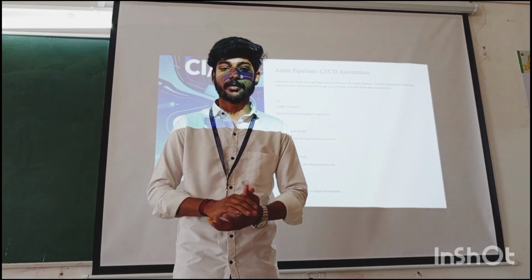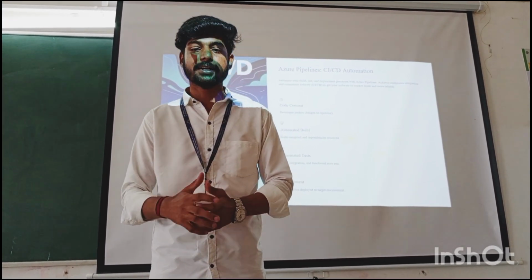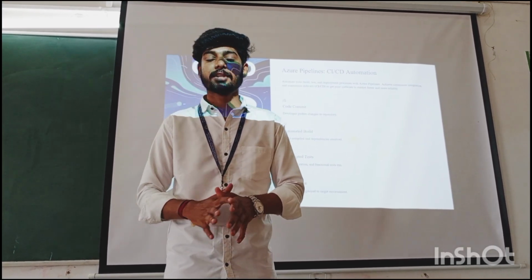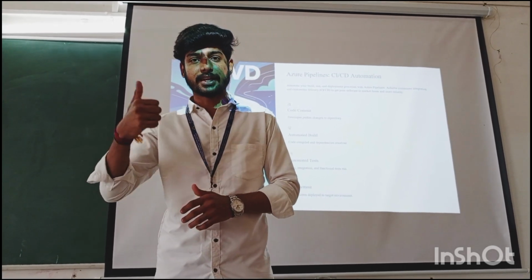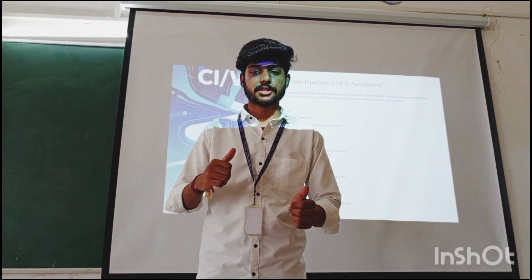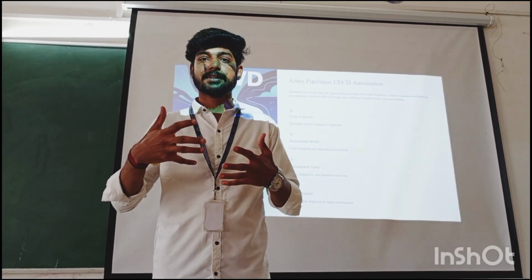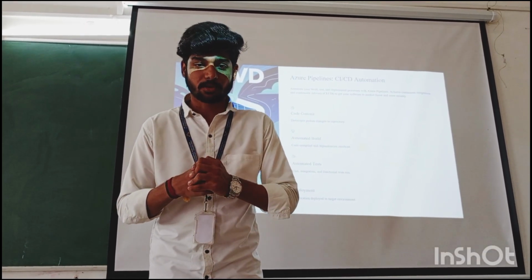Next one is automated build: code compile and dependency resolve. In automated build, the other developers can compile the code and check the dependencies. If there are no merge conflicts, then they can merge that code.